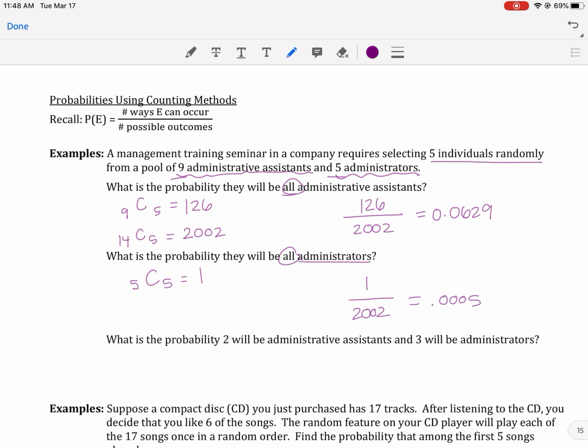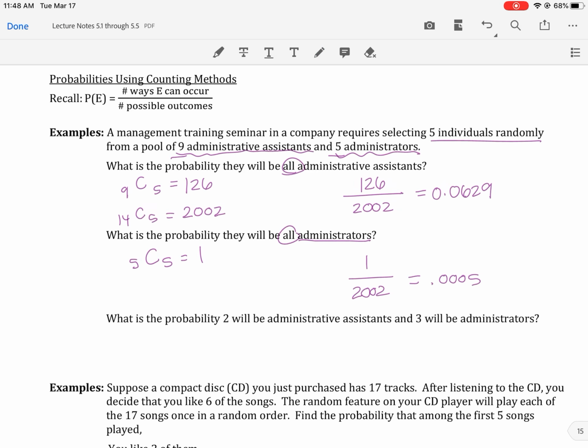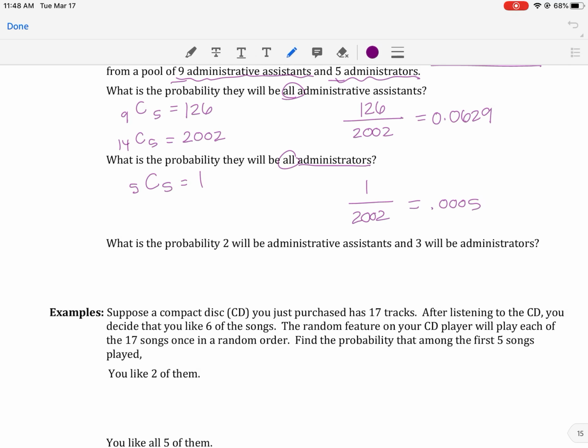Okay, what is the probability that there will be 2 administrative assistants and 3 administrators? This one's going to have a little bit more of a combination, right? We have to first figure out the 2 administrative assistants and then the 3 administrators. There is a total of 9 administrative assistants, and we're choosing 2 of them. Whereas with the administrators, there are 5, and we're choosing 3 of them. So we get a total of 36 different ways we can choose administrative assistants and 10 ways we can choose administrators. But we want the combinations of both of those together.